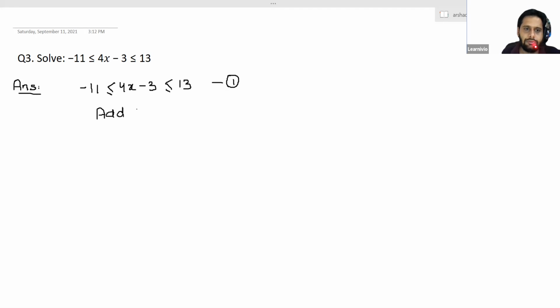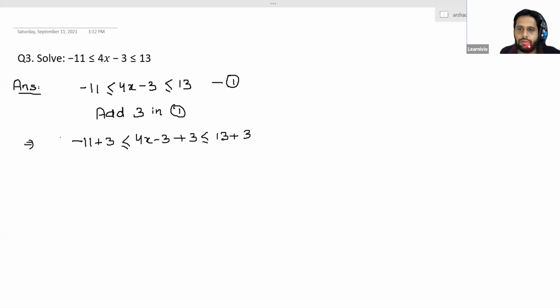So we will add 3 in the first one. We will add to this side, we will add to this side, and we will add to this side. Okay, so Ikhra and Iram, this is clear? Yes, sir. Okay, very good. Then this will give us -8 less than or equal to 4x, less than or equal to 16.